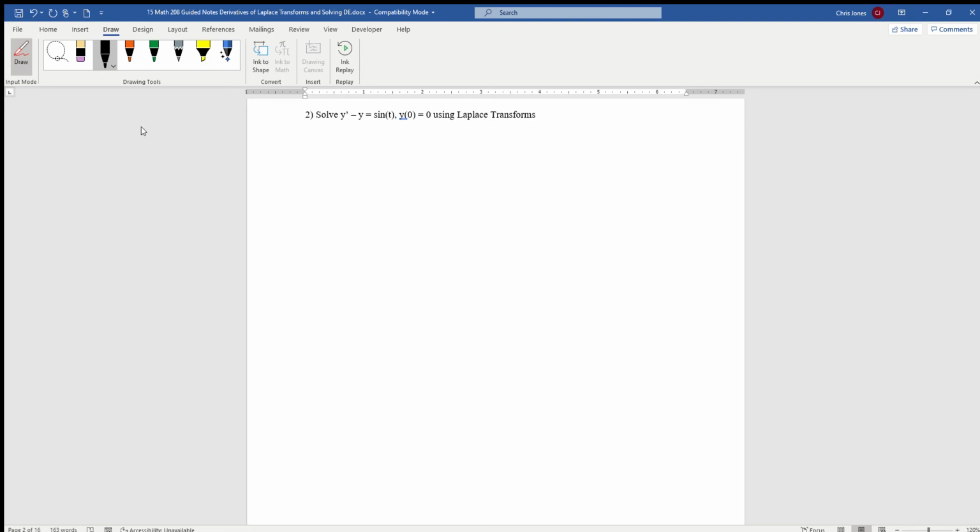Here's another example of solving an initial value problem using a Laplace transform. Again, a first order, just to get our feet wet with this. So we have y prime minus y equals sine of t, where y at 0 is equal to 0. So basically the same problem as before, except now we have a function sine t.